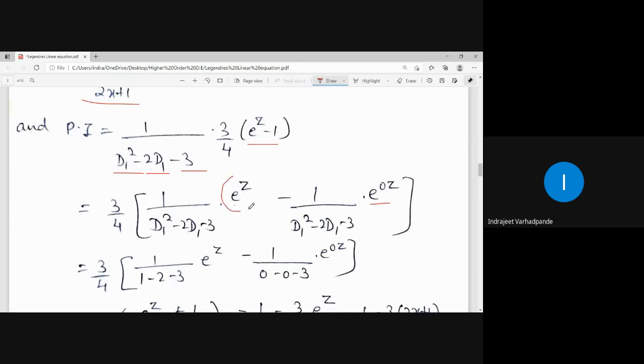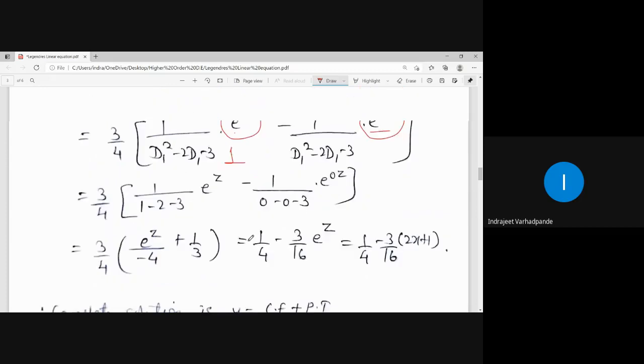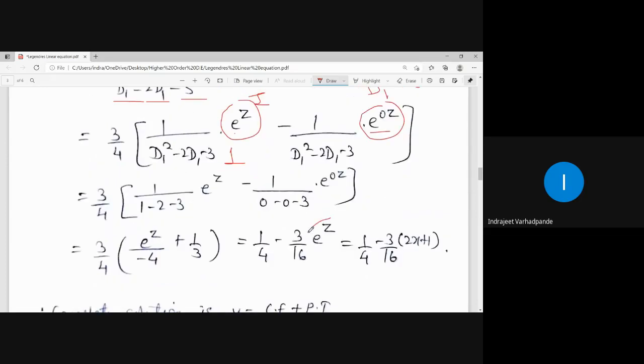Which case is this? Case number 1. Replace D1 by 1. Which case is this? Case number 1. Replace D1 by 0. Yes, sir. So 1 minus 2 minus 3, and 0 minus 0 minus 3. And simply e to the power z is nothing but 2x plus 1.